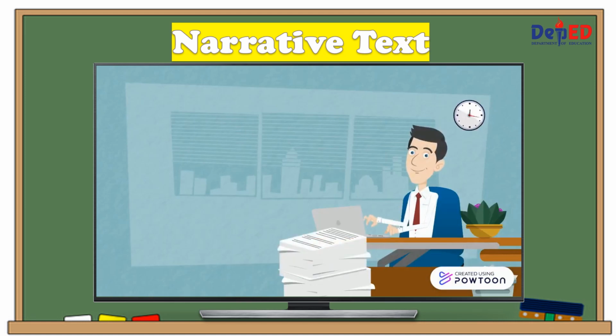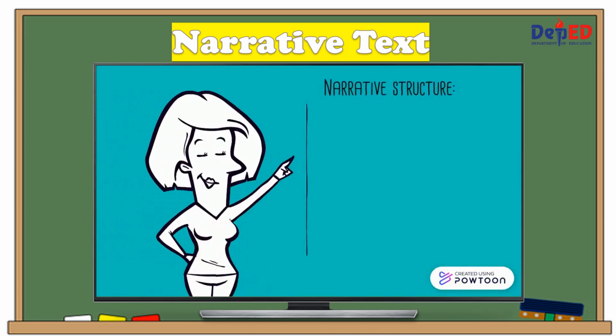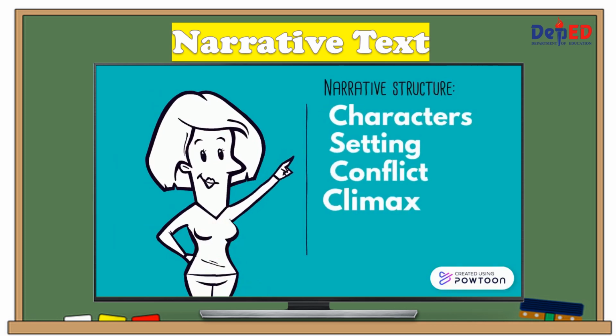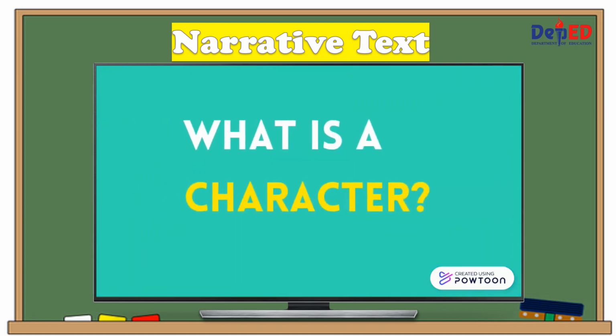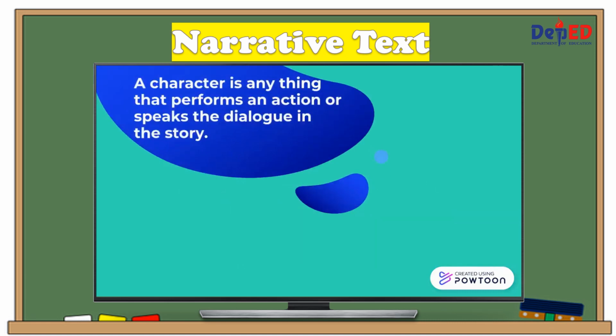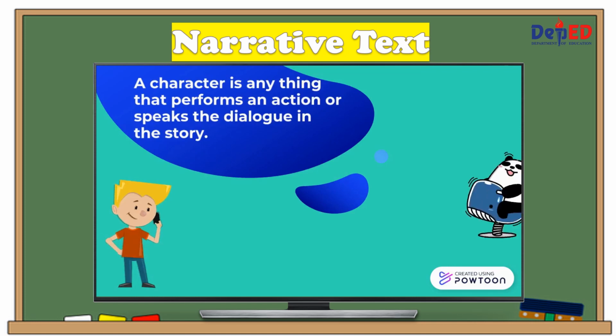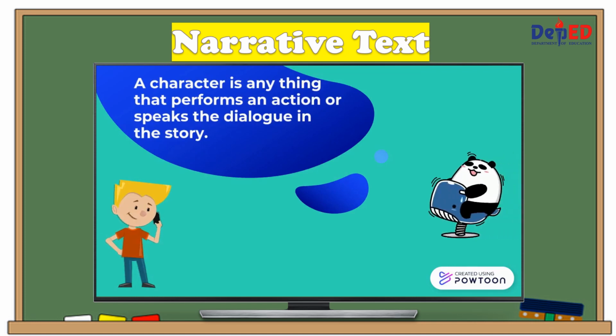Now, let's talk about narrative structure. A narrative structure includes characters, setting, conflict, climax, and resolution. What is a character? A character is anything that performs an action or speaks a dialogue in the story. For example, Ben was talking on the phone and said, "Hello," or the panda was playing. Over here, Ben and the panda are characters.